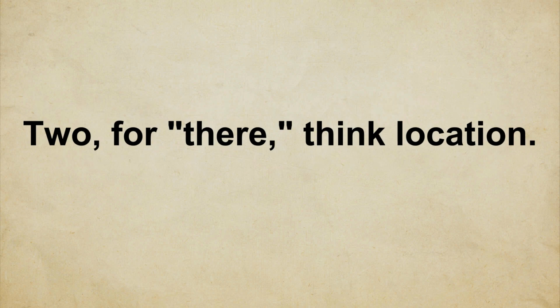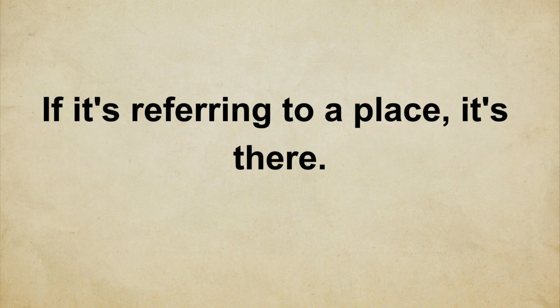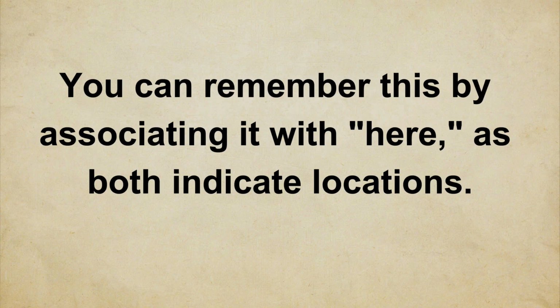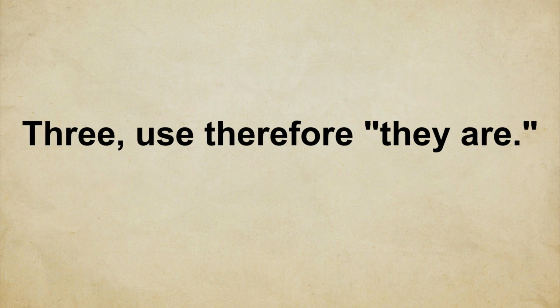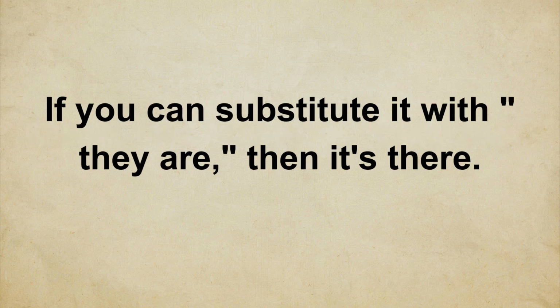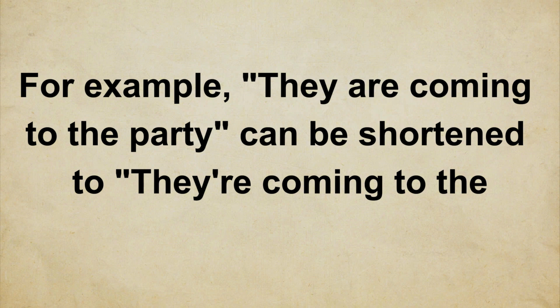2. For there, think location. If it's referring to a place, it's there. You can remember this by associating it with here, as both indicate locations. 3. Use they're for they are. If you can substitute it with they are, then it's they're. For example, "They are coming to the party" can be shortened to "They're coming to the party."